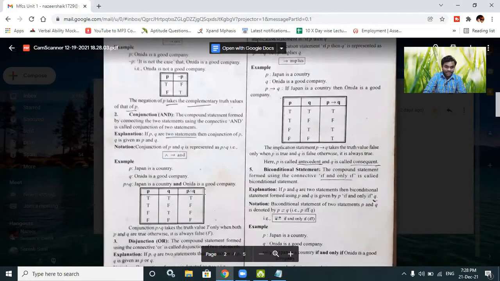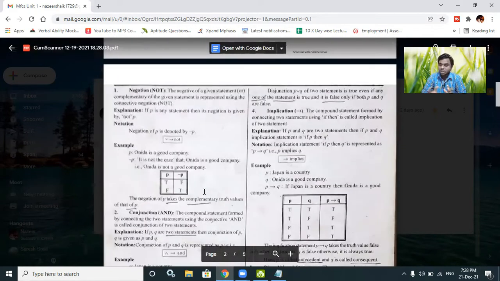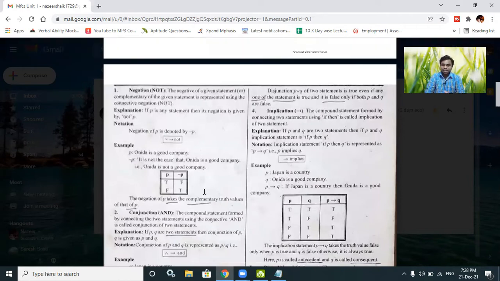Now negation: the negative or complement of a given statement is represented using the connective negation. Negation is also known as not. So negation is also called not in our logical connectives.